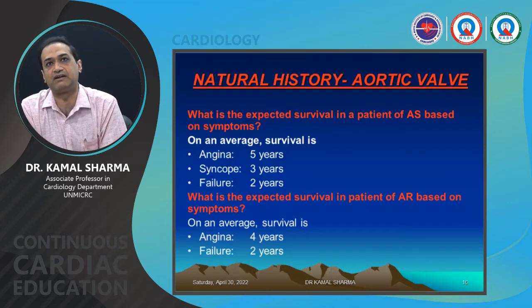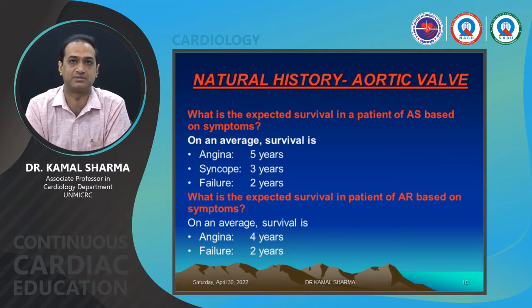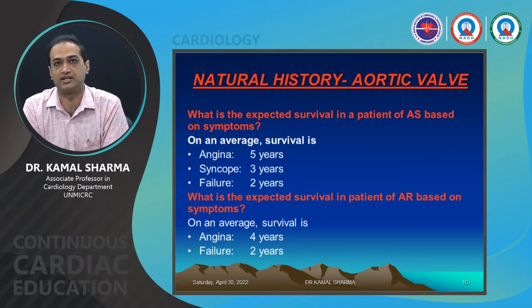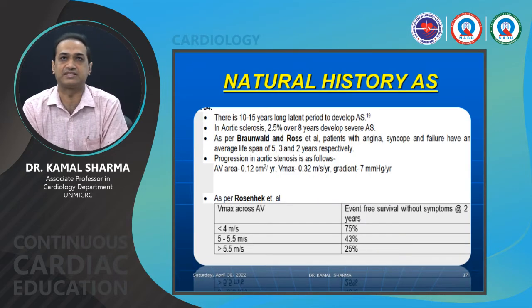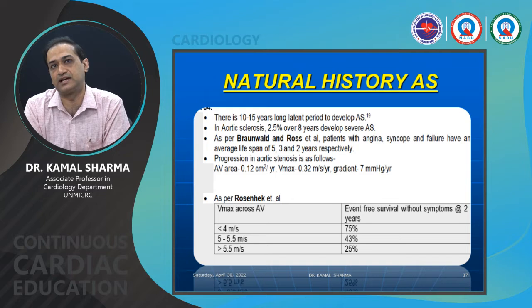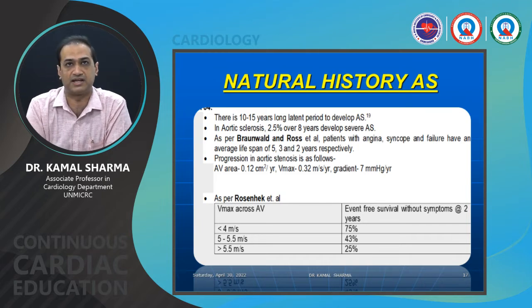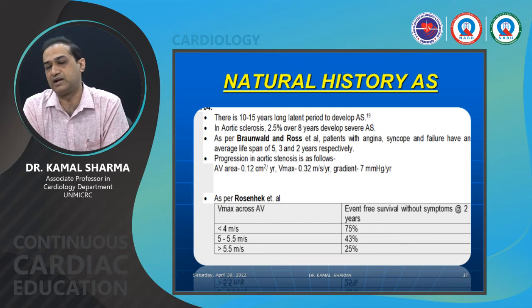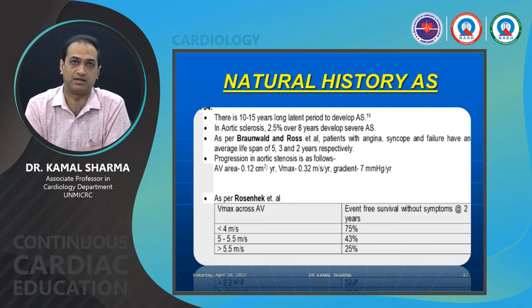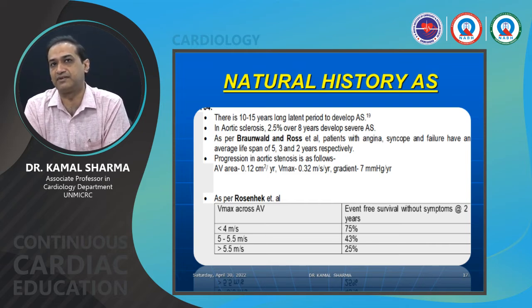When you look at aortic valve disease, the expected survival in AS based on symptoms, as I said, in the Braunwald series was 5, 3, and 2 years, and 4 and 2 years respectively for AS and AR. Hence the Braunwald-Ross series compiled survival based on aortic stenosis or sclerosis. In sclerosis, 2.5% over 8 years develop severe AS, while progression of AS is a regression of 0.12 square centimeters per year with a gradient rising by 7 millimeters per year. In Rosenhek's series, if the valve Vmax was less than 4, event-free survival at 2 years was 75%, while if the peak velocity was more than 5.5, it was 25%.